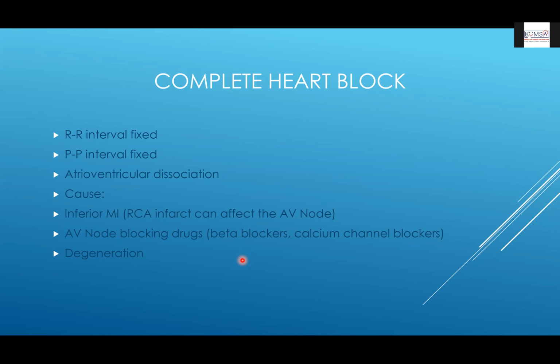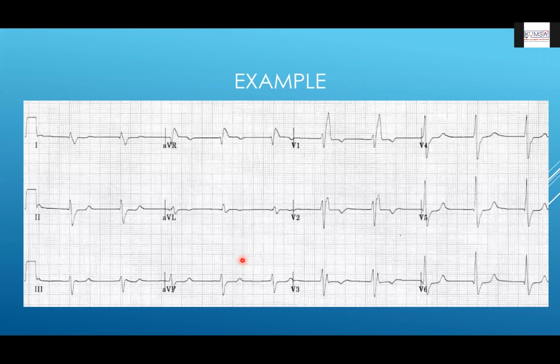And the causes are inferior MI, and AV node blocking agents such as beta blockers, calcium channel blockers. And in usually older people, degeneration is one of the main causes of a complete heart block. And for these patients, we usually put a permanent pacemaker for them.